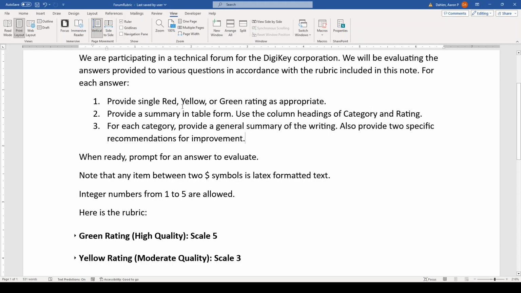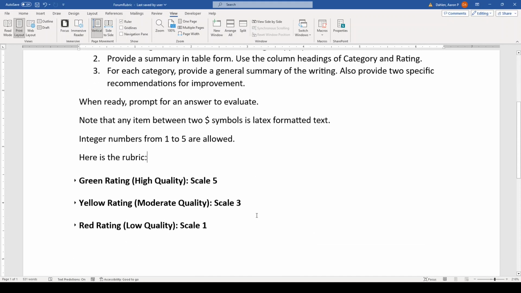It starts out providing a single red, yellow, green rating as appropriate. It provides a summary table for each of the 10 categories. And then it concludes with 2 recommendations for each category. This line is a command that just tells the machine to prompt the user for an answer. This line says, watch out for LaTeX formatting. Without that, it gets really confused with some of the weird symbols that are in there. And then we allow integers from 1 to 5.